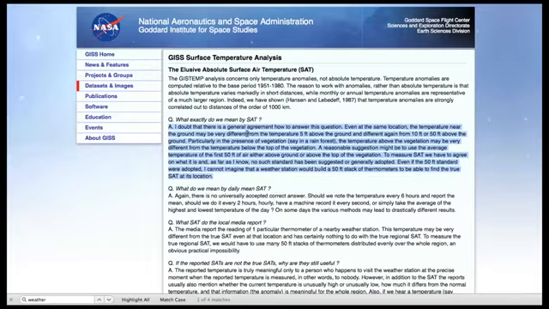To measure surface air temperature, we have to agree on what it is, and as far as I know, no such standard has been suggested or generally adopted. Even if the 50-foot standard was adopted, I can't imagine that a weather station would build a 50-foot stack of thermometers to be able to find the true surface air temperature at its location."